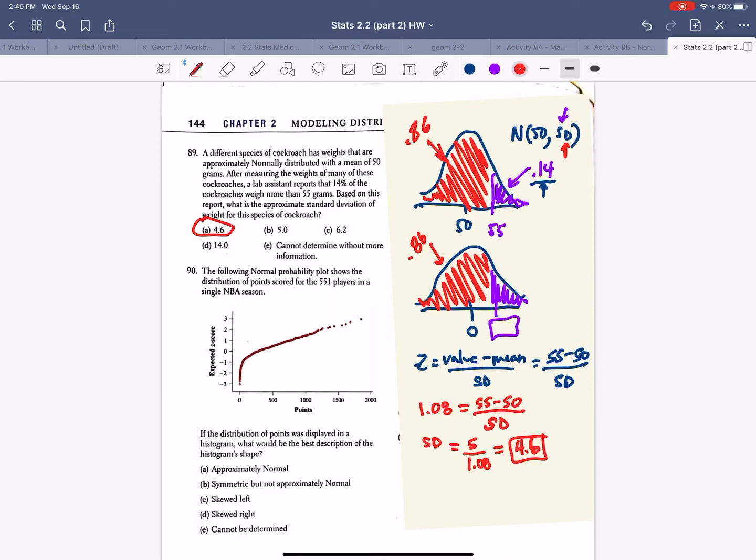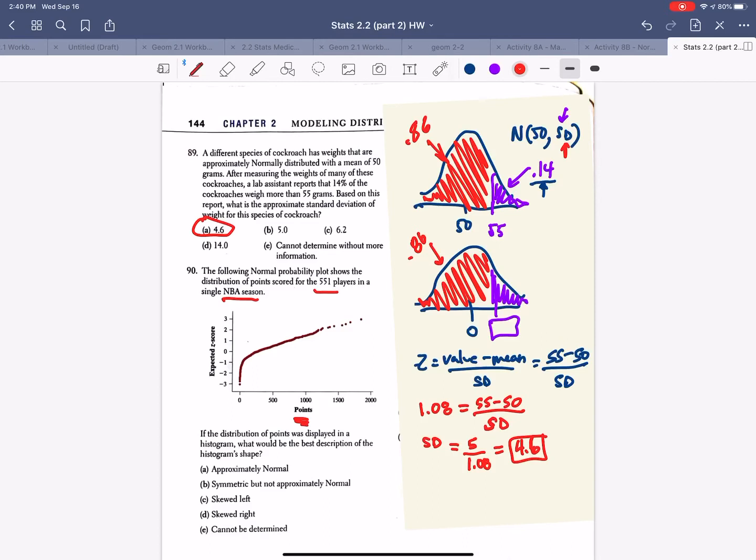Nice. Last question. My period 7 didn't get a chance, a tech came in, so I'll try to give a little bit more info on number 90. It says, this is the normal probability plot showing the scores of 551 NBA single seasons. And these are the points they made.